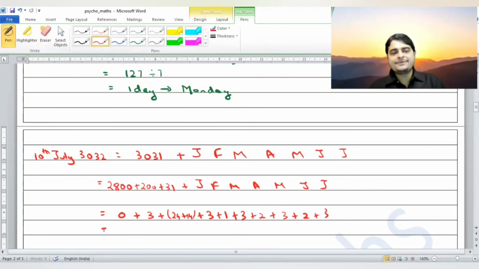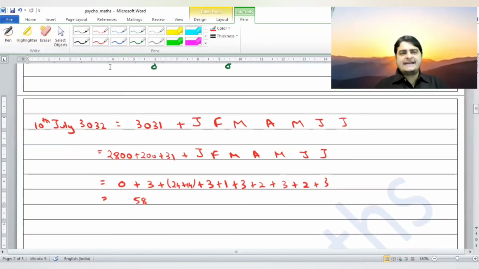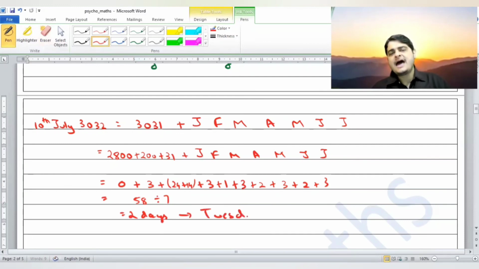Sum it up, it is 38, 38 plus 3 is 41, 41 plus 7 is 48, 50, 53, 53 and 5, it is 58. 58 extra days. Just divide it by 7. Check, 2 is the remainder. If 2 is the remainder, obviously this has to be a Tuesday as per the day of the week.